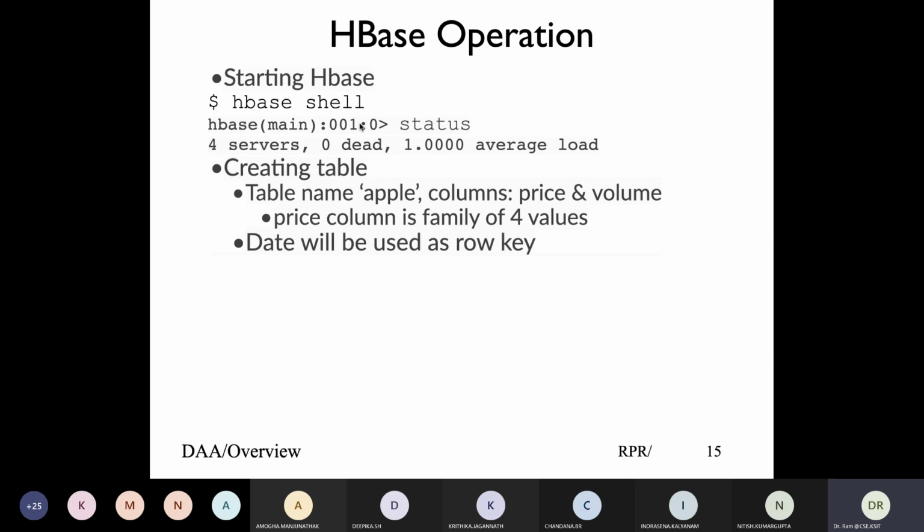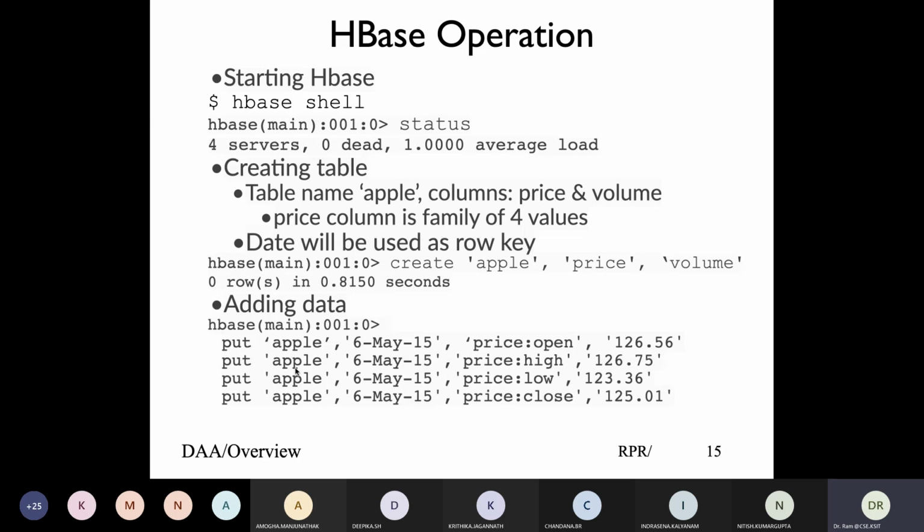Now, since a database is basically tables, and each table is rows and columns, we should be able to give a notion of creating tables. So we can say create table, and in this example, the date will be the row key. So creating a table apple, and the two columns, one is price, one is volume, and as you will see, price is actually a family of columns, four columns grouped together. And this will be defined when we add the data to it.